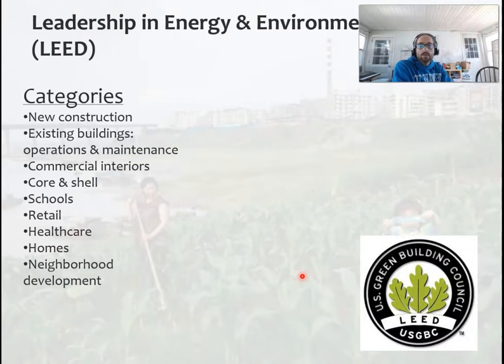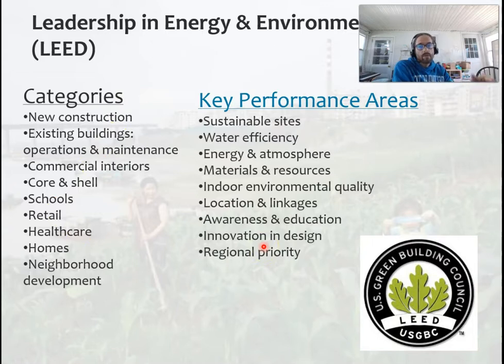I'm not going to go into a whole lot of details here, but as I said, it's not just for new buildings. It's like new construction, but interiors and schools and retail, healthcare. So there's all these different categories. And remember that those performance areas, they were all on that checklist, right? So these are sort of the different categories of sustainability that you can try to achieve, okay?